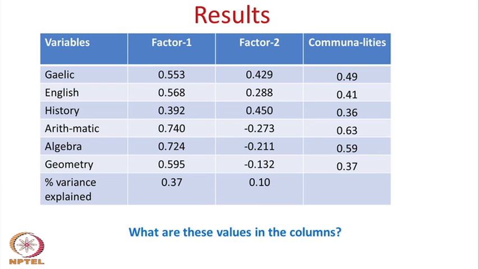Okay. Now, if you see these loadings, Gaelic is almost equally loaded with factor 1 and factor 2, because the loading value is 0.553 for factor 1, 0.429 for factor 2. Similarly, English also has a higher loading on factor 1, a little lower on factor 2, but it is not negligible. For history, again almost an equal pattern. For arithmetic, yes, there is a higher loading for factor 1, and compared to 0.74, 0.27 is less, but none of the loadings here are 0. In that sense, all of the variables are loaded on the 2 factors considered.